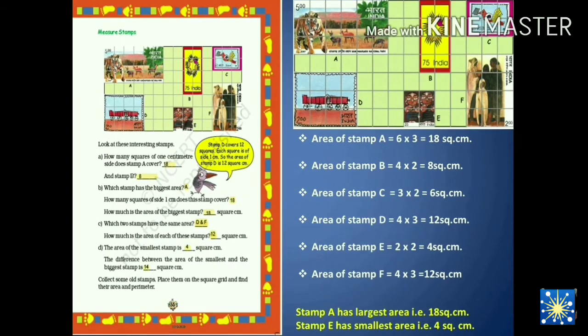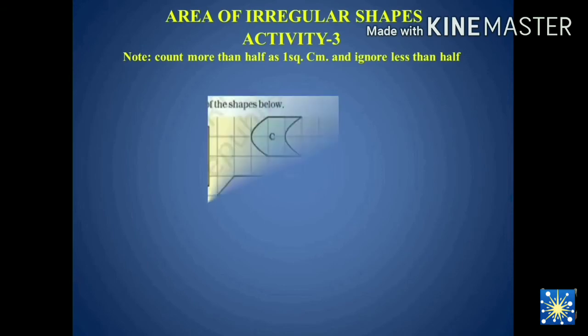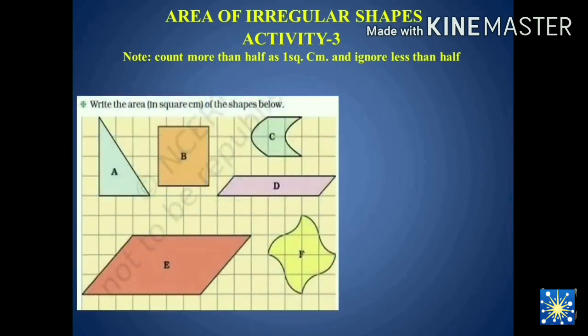We take another topic, that is area of irregular shapes. This is activity 3rd. Write the area in square centimeter of the shapes below. So here there are figures given and we have to find the area in square centimeter. So we count the squares and write down the areas.